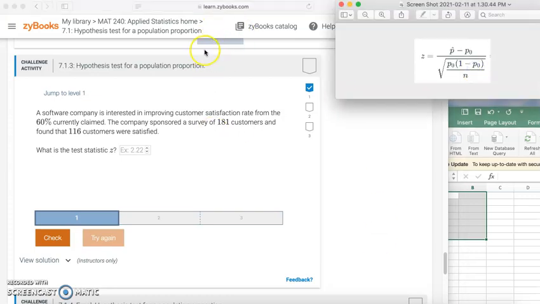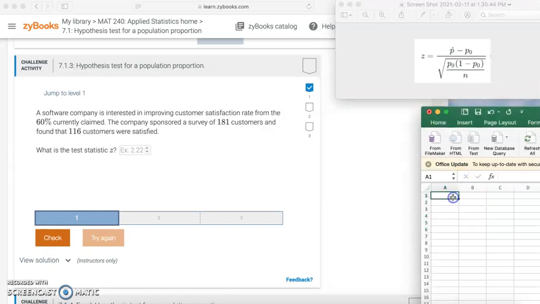Up above, higher in the module, they told us that the test statistic is going to be p hat minus p naught. Remember, p hat is your sample proportion. P naught is that number you're testing, so in this case, it's 60% or 0.6. So p hat minus p naught divided by the square root of p naught times 1 minus p naught, all divided by n. So we're going to go ahead and put that into Excel.